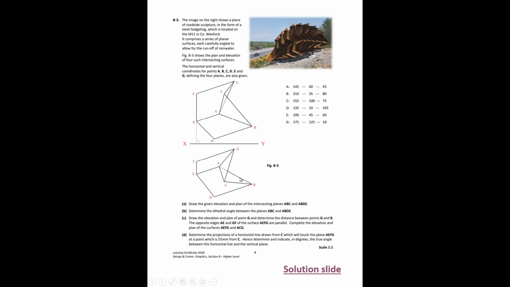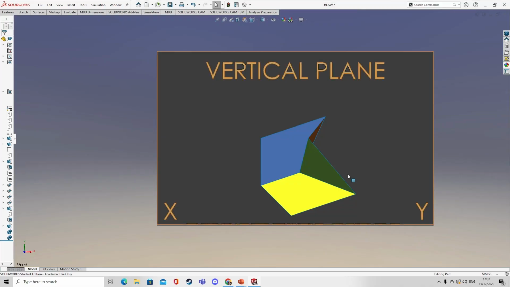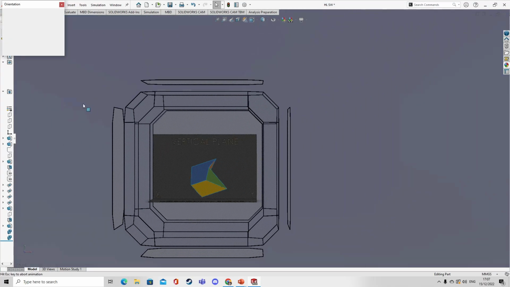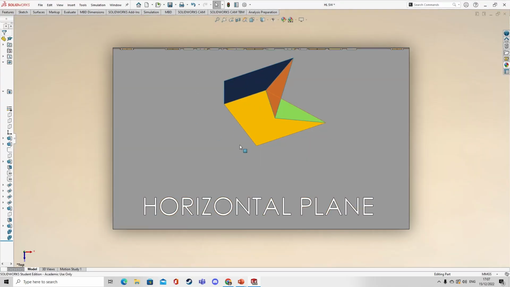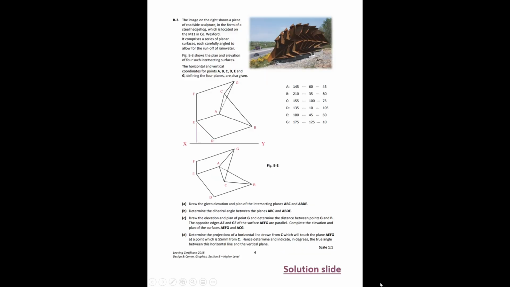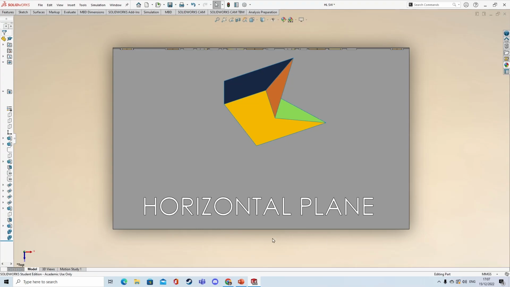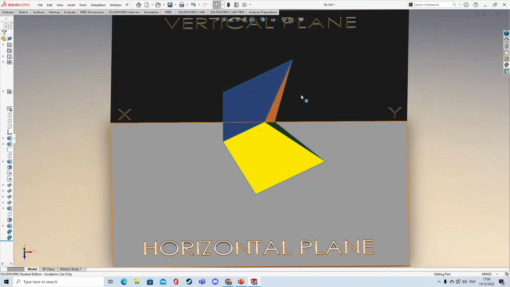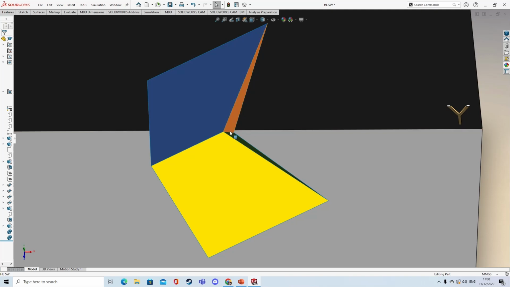So AB will be the line that we need to find the true length of, as seen on the image here. So we see the vertical plane here. That's our elevation of the question. And our plan of the question on a horizontal plane is going to look like this. So we got that much. And what we need to find is our AB line as a true length.